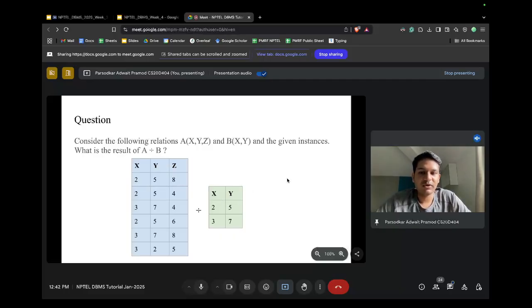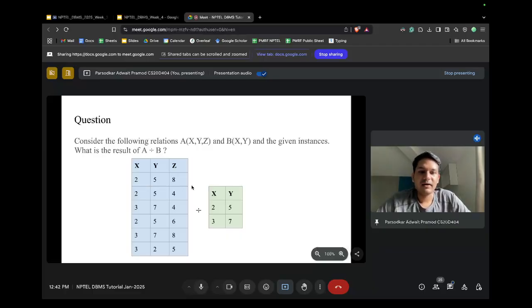The output of this would be the set of values of the attribute which is present in the first table and not in the second table. All such attributes would be a part of the output. In this case, there is only one such attribute, which is z. So the output would be a set of z values.